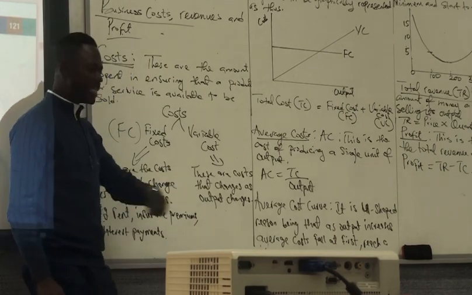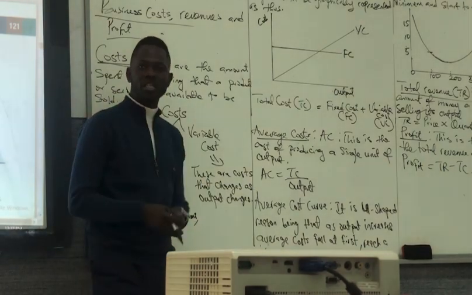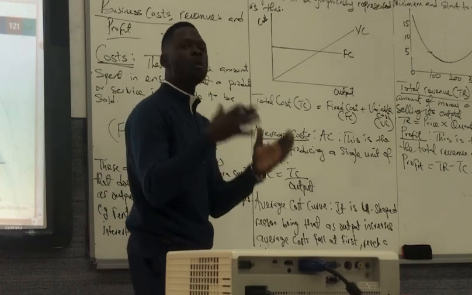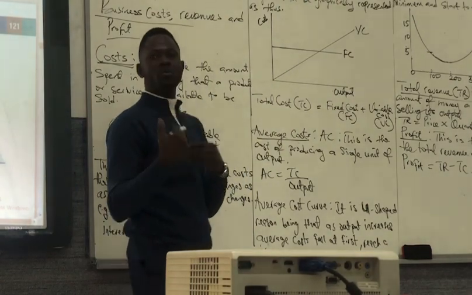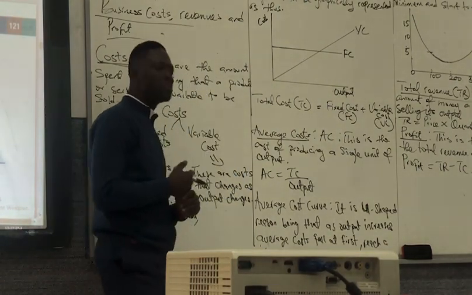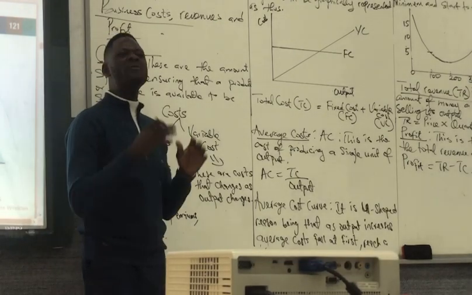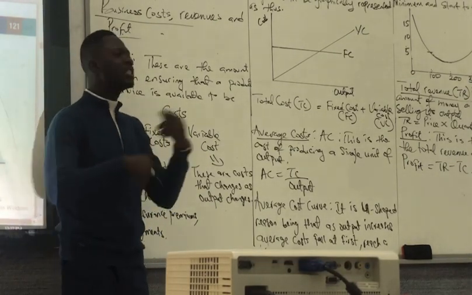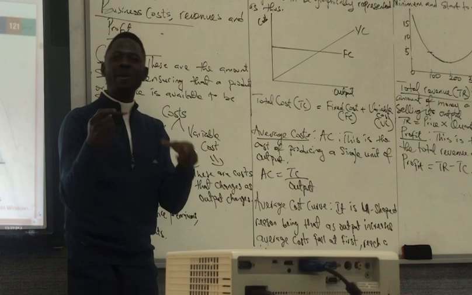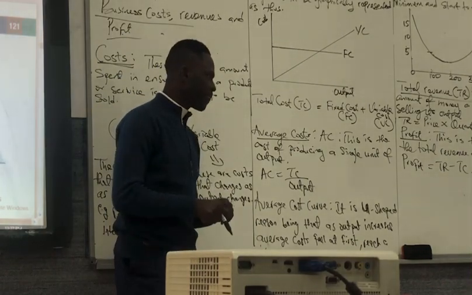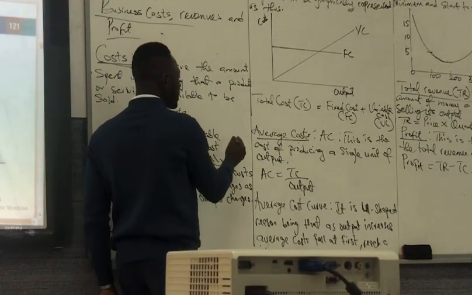Then we have variable cost. These costs change as the level of output changes. So the more we produce, the more we pay for those costs. The less we produce, the less we pay on such costs. That's why we call it variable. Is it clear? It changes based on our level of output. It is represented as BC.